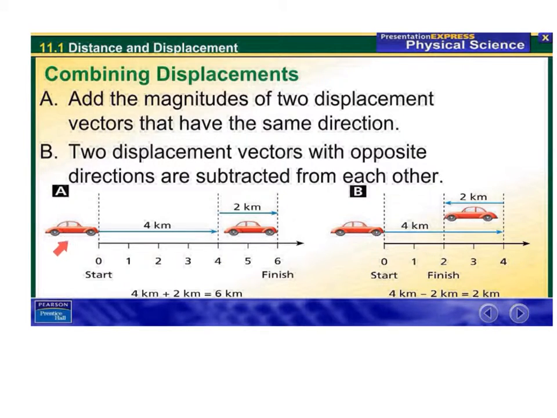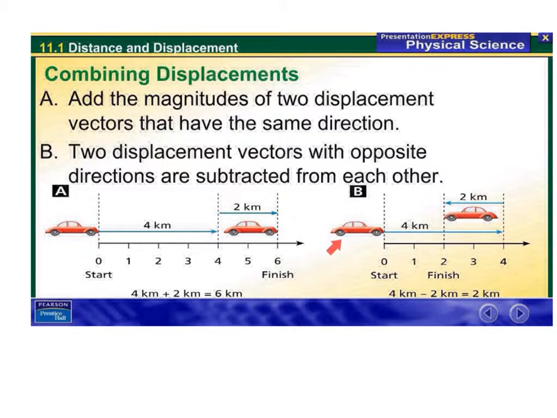If this car A begins at 0 and travels 4 kilometers first, pauses, and then travels an additional 2 kilometers, 4 plus 2 equals 6 kilometers. So that means the total displacement along a straight line is 6 kilometers. This seems easy enough to understand. However, let's look at example B.